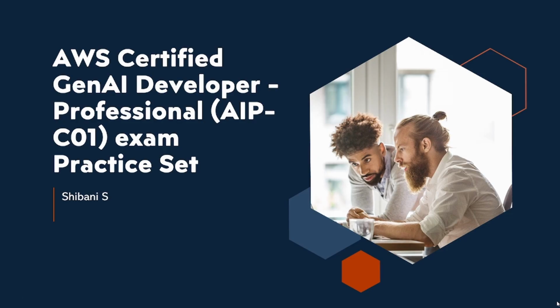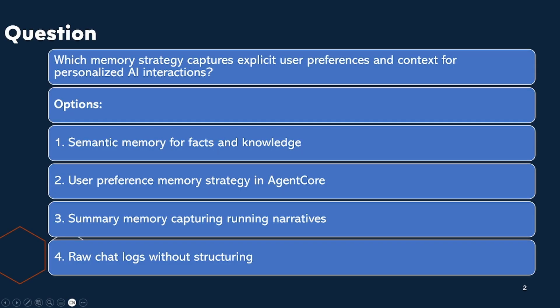So, all right, now let's look at today's practice exam question 1. Which memory strategy captures explicit user preferences and context for personalized AI interactions? Imagine you're chatting with an AI assistant every single day. You tell it once that you hate cilantro, you love dark mode, you prefer short answers in the morning because you're half asleep, and you always want travel plans with window seats. A good agent should just remember that stuff, right?